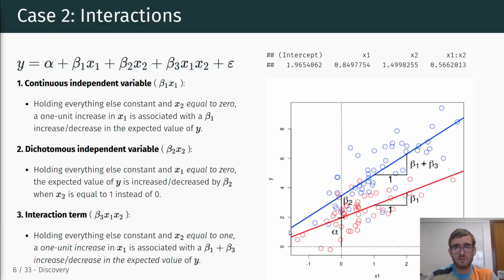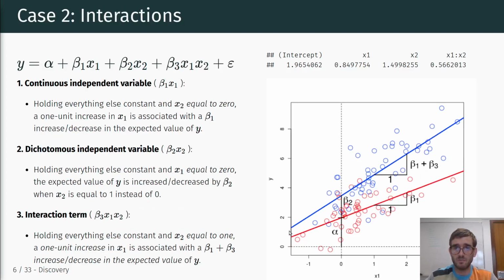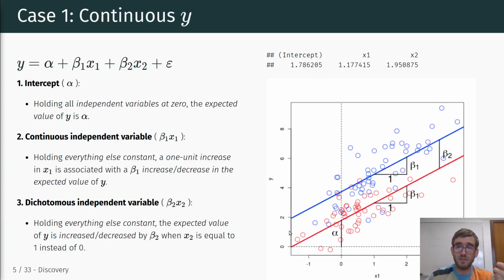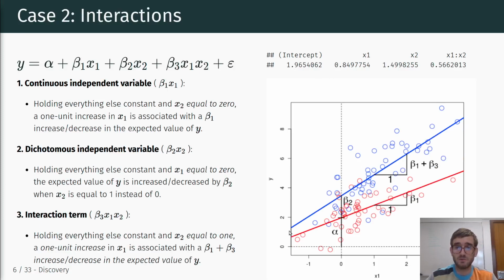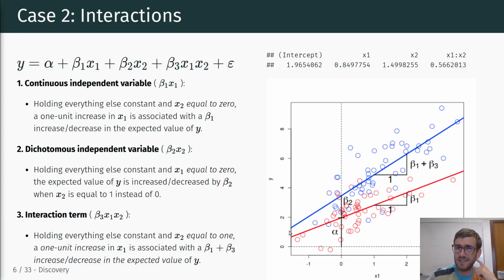But the key part, of course, is to compare these two cases. One, the continuous y, where we just have two separate independent variables, one continuous and one dichotomous, where the slope is constant across both groups. And then to see, as soon as we include this interaction term, the slope can differ between those two groups. The blue line and the red line can have a different slope, okay? And the interaction term is what tells us how the slope differs between the reference category and the category where x2 is equal to 1, okay? And so that's what we see in the interaction term, okay?